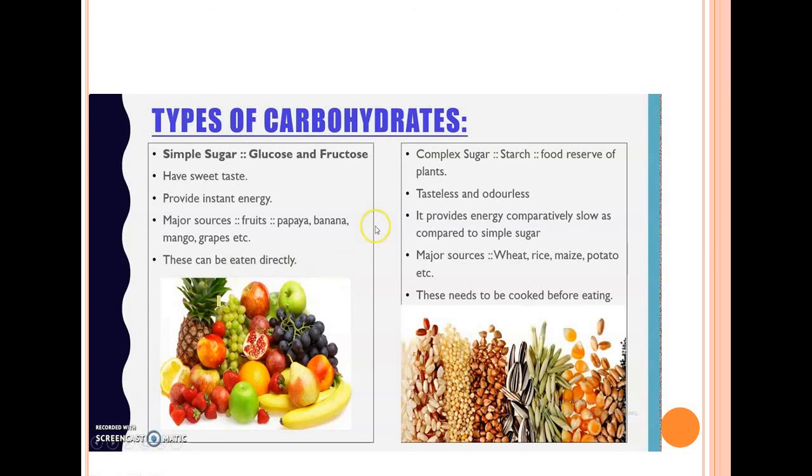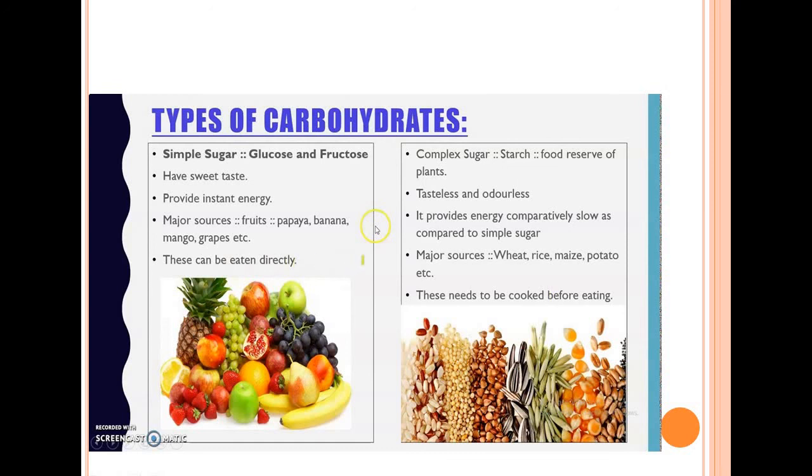As we have seen, there are two types of carbohydrate: simple carbohydrate or simple sugar, and complex carbohydrate or complex sugar. An example of simple sugar that we take in our diet is table sugar, which is sweet in taste and provides instant energy. Okay, and this can be eaten directly. But if we talk about the complex sugar, that is starch. Where is starch present? Here we can see the major sources are wheat, rice, maize, potato. This cannot be eaten directly. It needs to be cooked before eating.